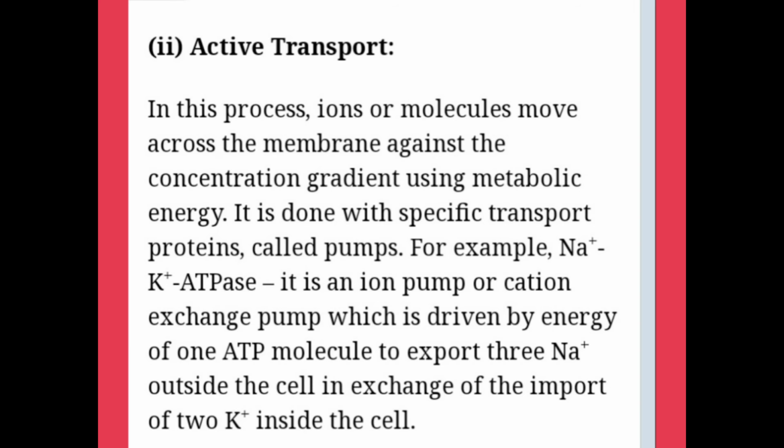Active transport. In this process, ions or molecules move across the membrane against the concentration gradient using metabolic energy. It is done with specific transport proteins called pumps. For example, sodium potassium ATPase. It is an ion pump or cation exchange pump which is driven by the energy of one ATP molecule to export 3 sodium outside the cell in exchange for the import of 2 potassium inside the cell.